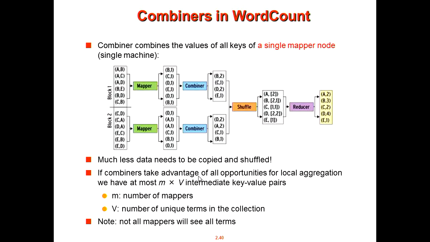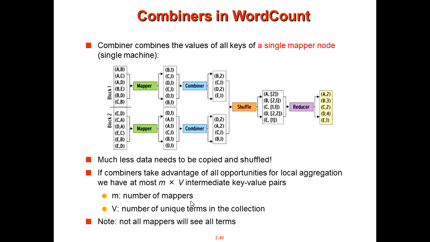And if combiners can take advantage of all opportunities for local aggregation, we have at most m times v intermediate key value pairs. Here m is the number of mappers, and v is the number of unique terms in the collection. So on each mapper, we have at most v key value pairs. So in total, we have at most m times v intermediate key value pairs. But without the combiner, it's much, much larger. It depends on the count of the terms. It's not just the number of distinct terms, it is about the count, the frequency of the terms, which decides the size of the intermediate results.